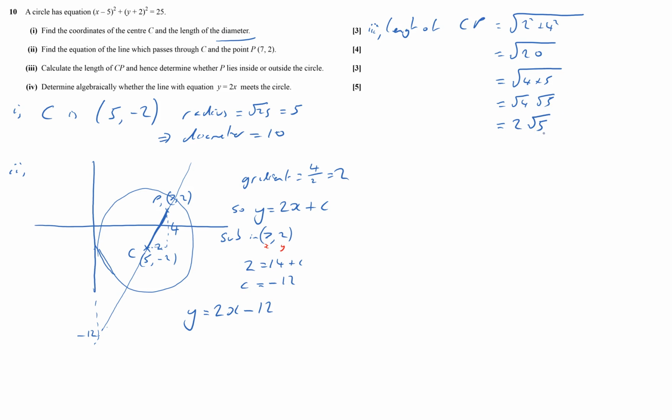And I've got to determine whether P lies inside or outside the circle. From my diagram, it looks like it's inside. The radius squared is 25, and root 20 is less than root 25. Therefore, P is inside the circle. Need to put a few little arguments like that down. And finally, part 4.